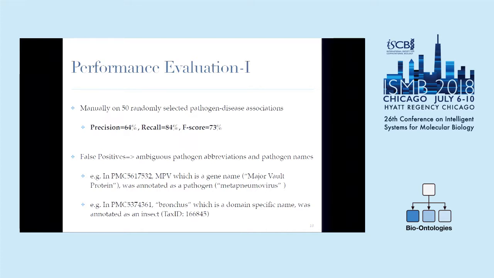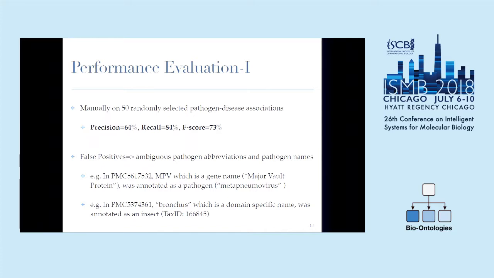We looked into the reasons for false positives and false negatives, and we figured out that generally we have false positives due to the ambiguous pathogen abbreviations and pathogen names. For example, in one of the articles, MPV, which is a gene name for major vault protein, is also used as an abbreviation for metapneumovirus. So this was a false positive annotation by our pipeline.